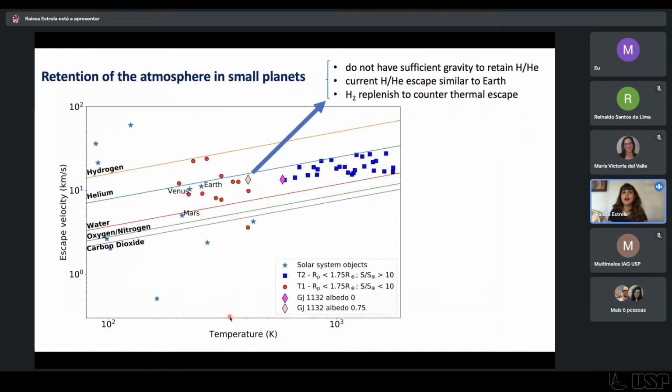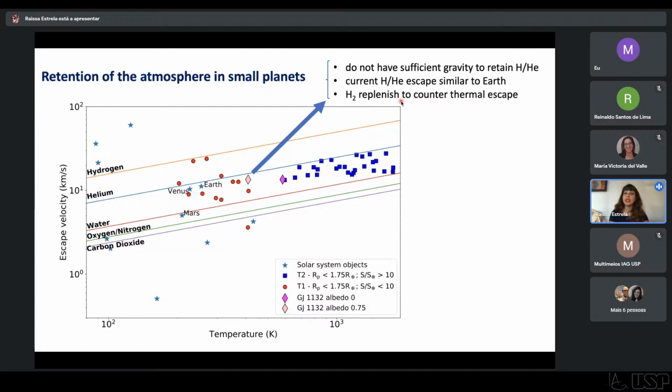But you must be wondering, how can a planet that has the same mass as our planet retain an atmosphere that's basically hydrogen and helium? And that's true. If you look into the escape velocity of this planet compared to our planet, we see that the planet does not have sufficient gravity to retain hydrogen and helium. So it has a hydrogen and helium rate that's very similar to our own planet. So you can see that hydrogen and helium can reach enough velocity to escape the atmosphere of this planet, which is indicated by the pink symbol here.